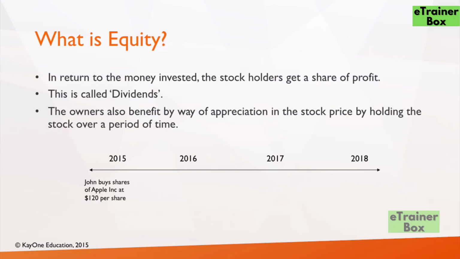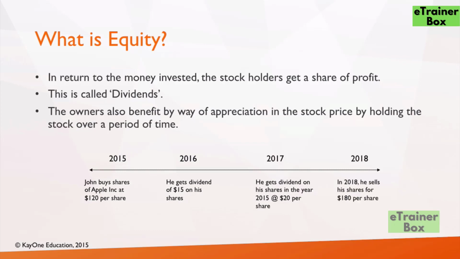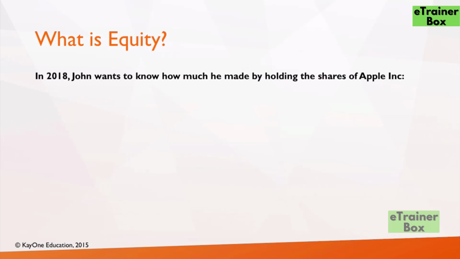Assume that John buys shares of Apple Inc. at $120 per share in 2015. He gets dividends of $15 per share in 2016 and $20 per share in 2017. And in 2018, he sells his stock for $180 per share. So in 2018, John wants to know how much money he's made by holding the shares of Apple Inc.